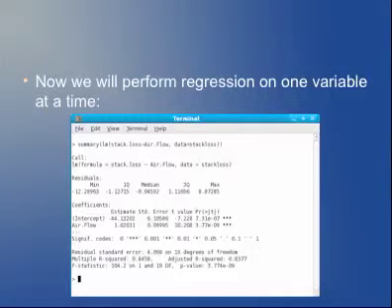Also note, if we look at the R squared, the decrease in R squared from the full model to the airflow only model isn't that much. We go from about 91% down to about 84.5%, indicating that airflow by itself tells us a lot about the variance in stack loss.